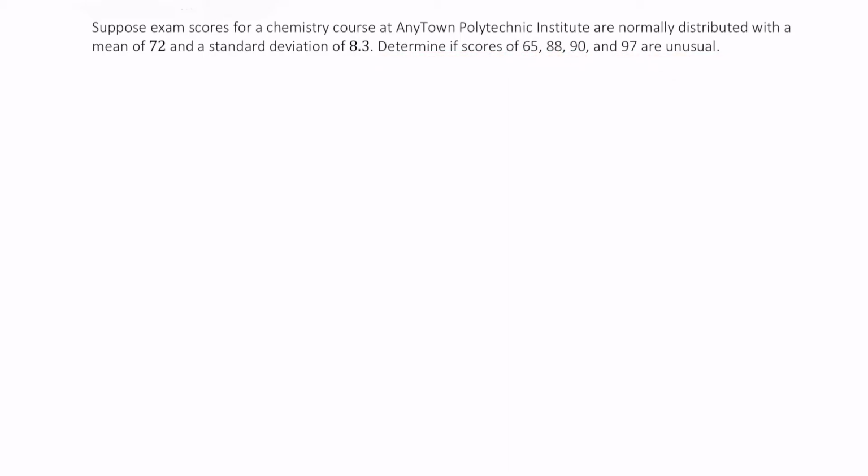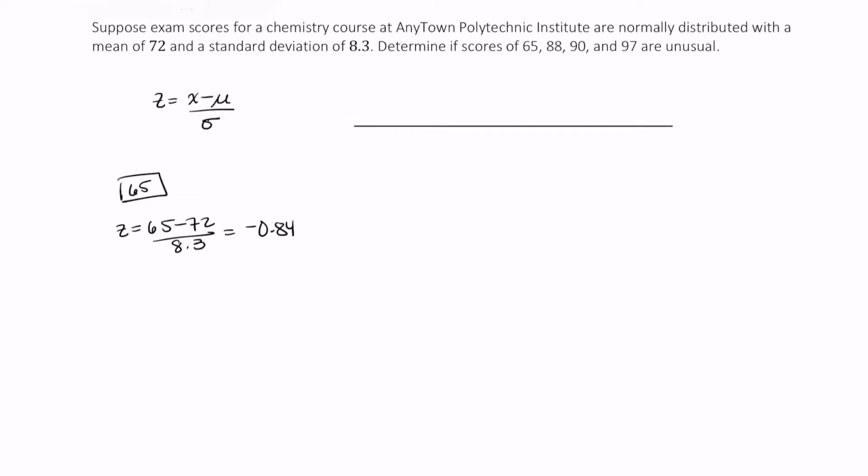So let's recall, to compute a z-score, we take our data values, subtract the mean, and divide by the standard deviation. Let's begin with the score of 65. So its z-score is (65 - 72) / 8.3. And using your calculator, you should get -0.84.